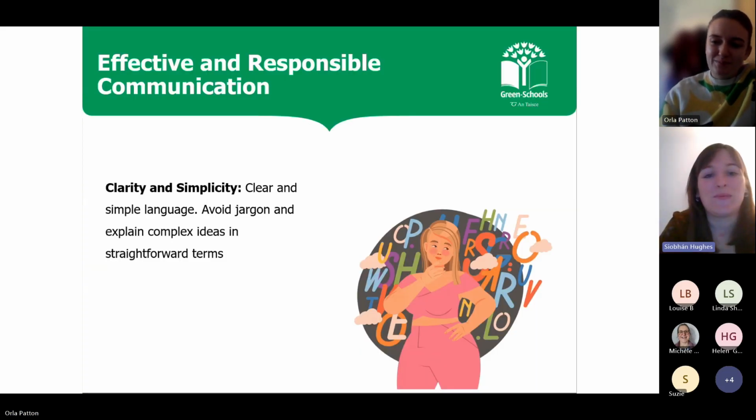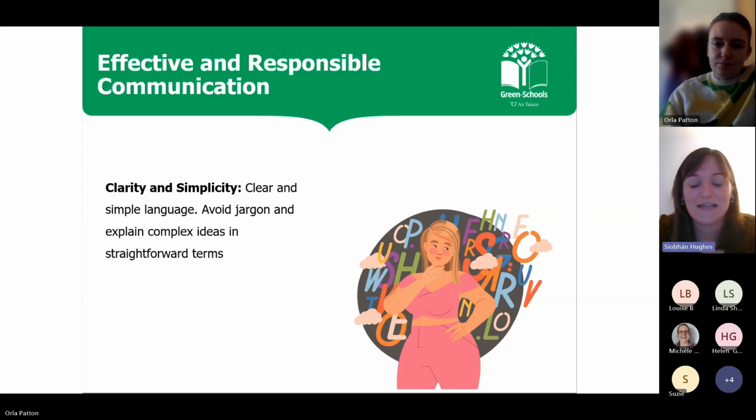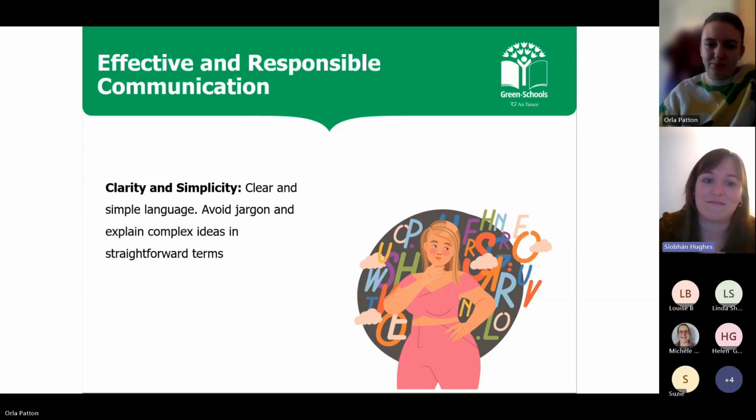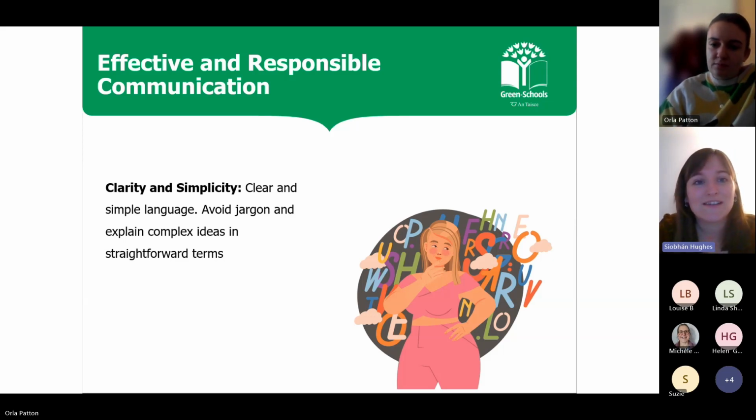Okay, so I'm going to start with effective and responsible communication. For any type of communications, campaigns or advocacy plan, it's very important to have clarity and simplicity. Like it says here, use clear and simple language, avoid jargon and explain complex ideas in straightforward terms. Sometimes we get really stuck in our echo chambers, and when you're working on a certain campaign or you're really into something, you have all the terms and the jargon, but the people you're trying to get the message out to might not understand or be as aware of those terms as you are. So it's super important to make sure that you explain things easily. This can be done really nicely through graphics or infographics, and we'll talk about that more later.